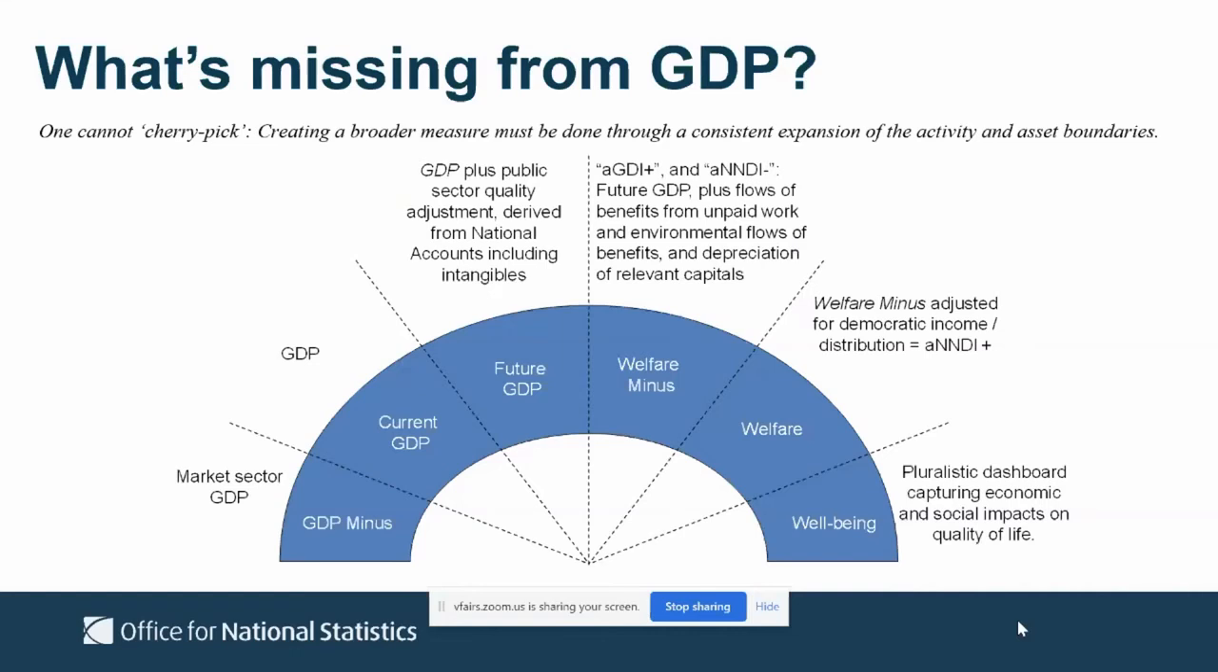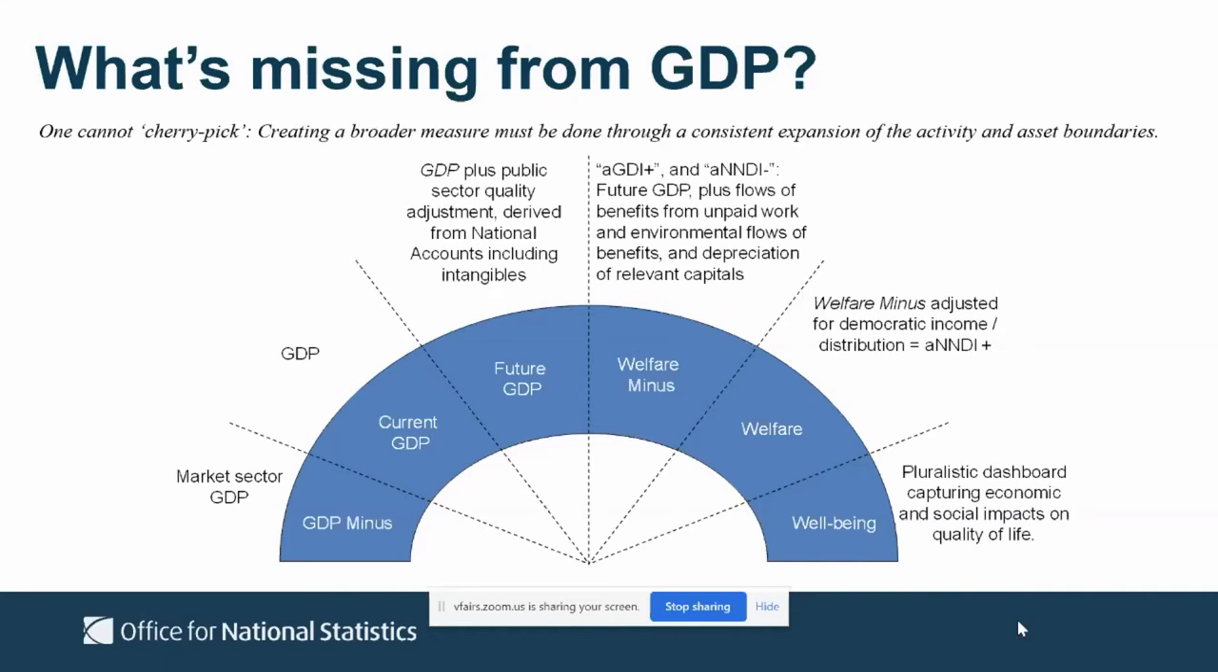So for those of you who've heard me talk on this subject before, you'll recognize this picture, and I'll be clear: we're going to only move up from current GDP round this spectrum to welfare minus in this talk. As I've said, we're not trying to substitute a welfare measure, a measure of economic welfare, for a measure of well-being. This is not going to be a measure of well-being, because you really cannot understand the complexity of human life and society in a single number.